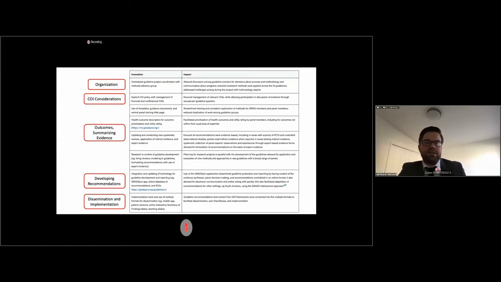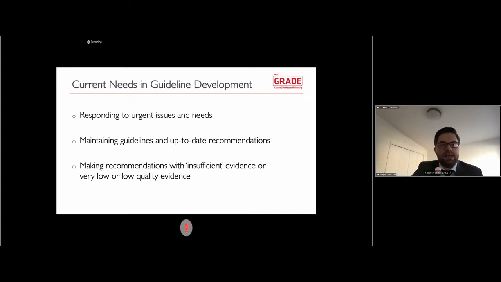And finally, for dissemination and implementation, ASH, together with the team, developed a number of implementation tools, including a mobile app, patient versions, online interactive summary of findings tables, and teaching sites, all as part of the guideline output or products that were included. So this highlights a few of the new approaches and innovations we used following that guideline development checklist and each of those 18 steps of guideline development. So here's where I'll pause for any questions as I get into the next topics of the webinar.